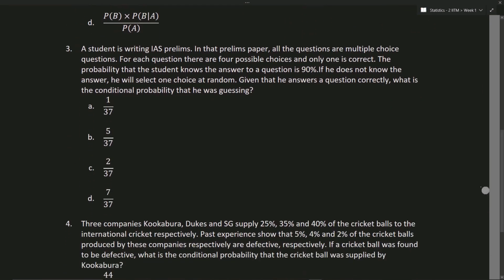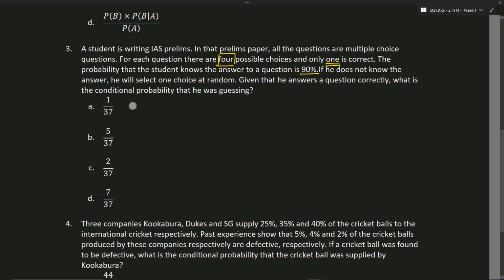Okay, third one. A student is writing an IAS prelims. In the prelim paper, all the questions are multiple choice questions. For each question there are 4 options, and only one option is correct. The probability that the student knows the answer is 90%. If he does not know the answer, he will select one choice at random. Given that he answers the question correctly, what is the conditional probability that he was guessing?